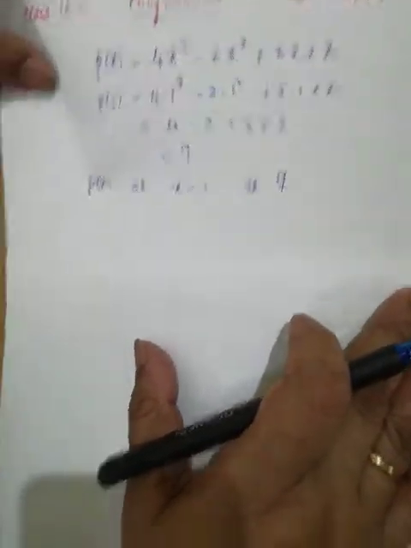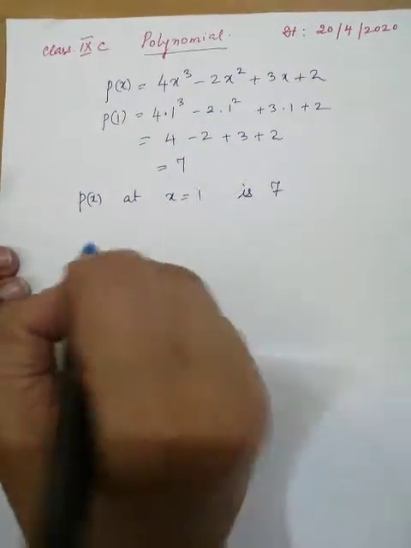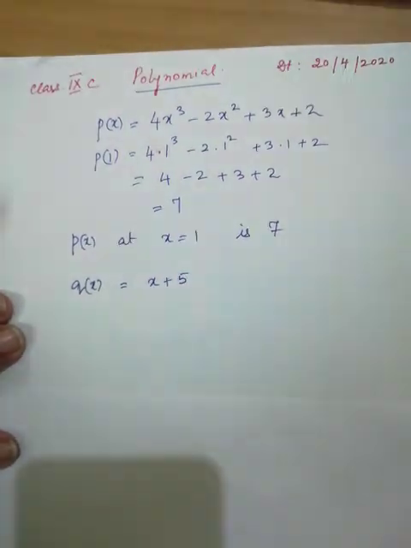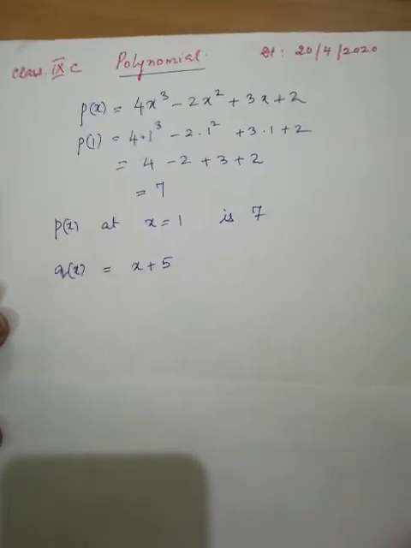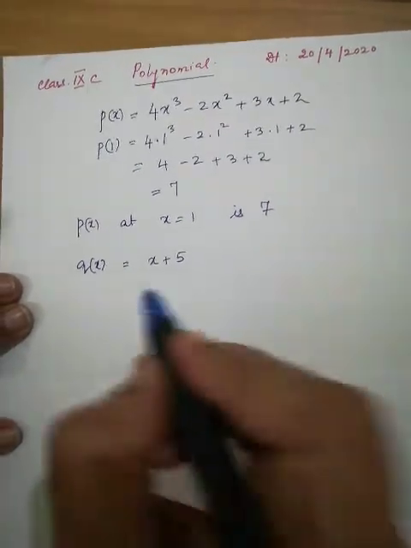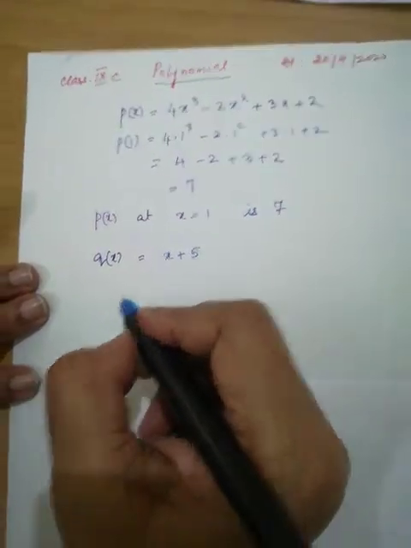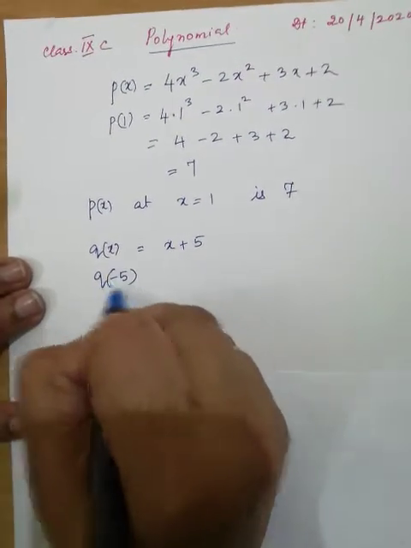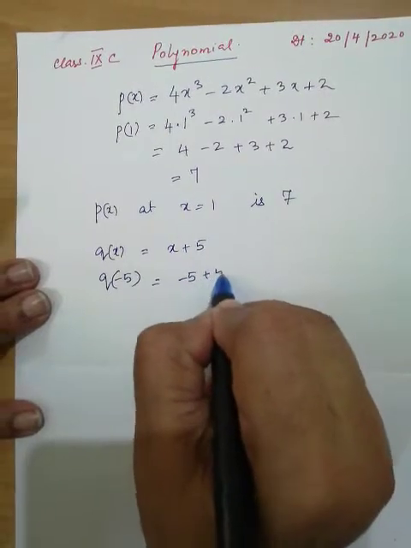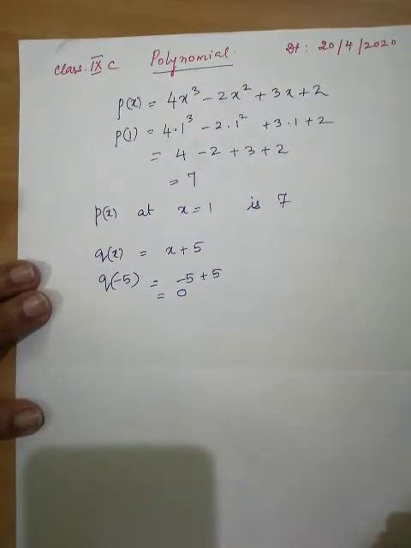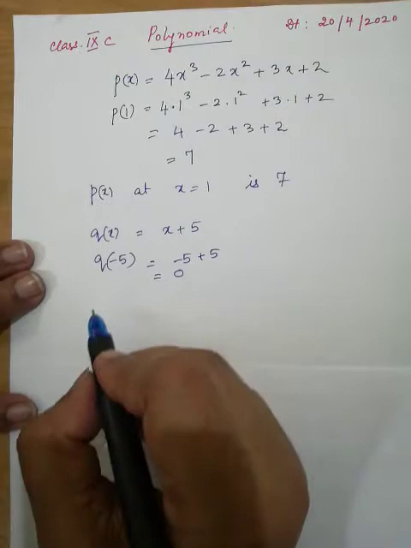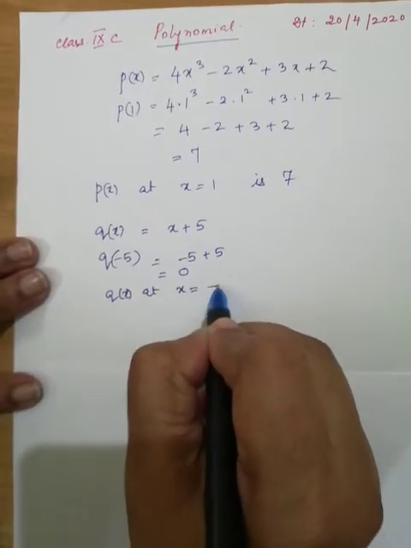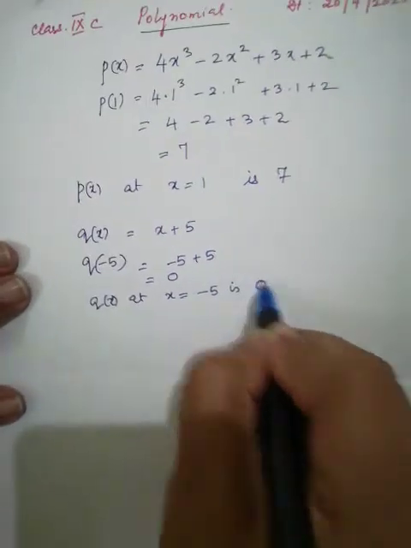Let me take q(x). q(x) is equal to x plus 5. Simple linear equation, known as a linear polynomial, the degree is 1, right? And here I'll replace x by minus 5. If I replace x by minus 5, what do I get? I get this as 0. Here I got 7. So here you say that q(x) at x equal to minus 5 is 0.